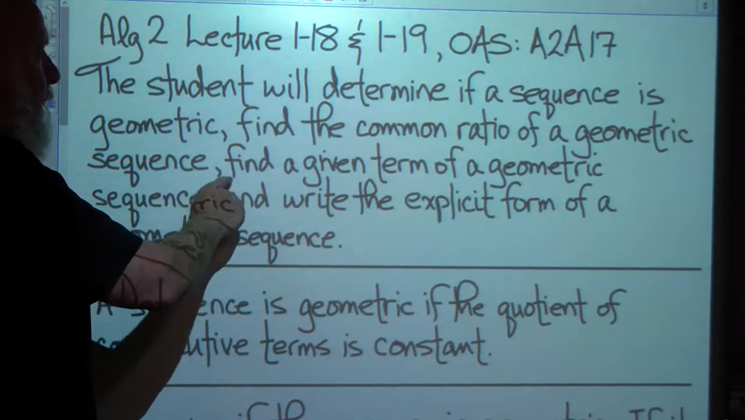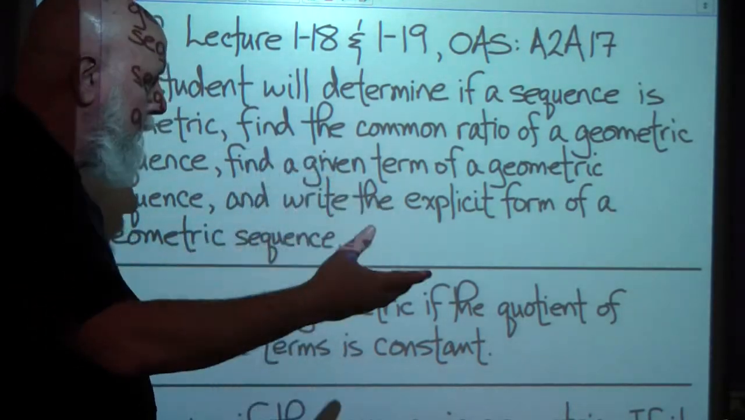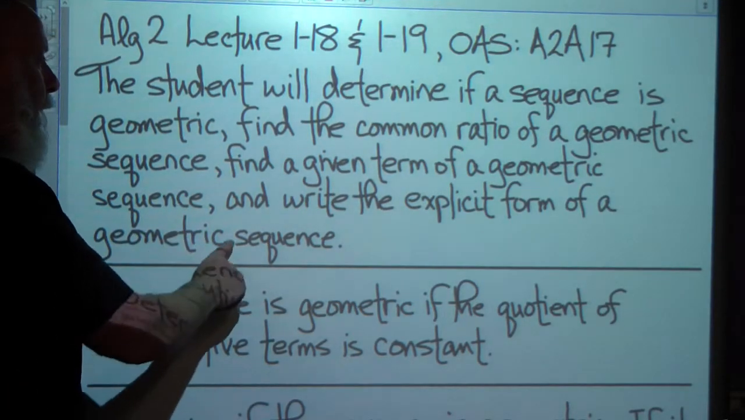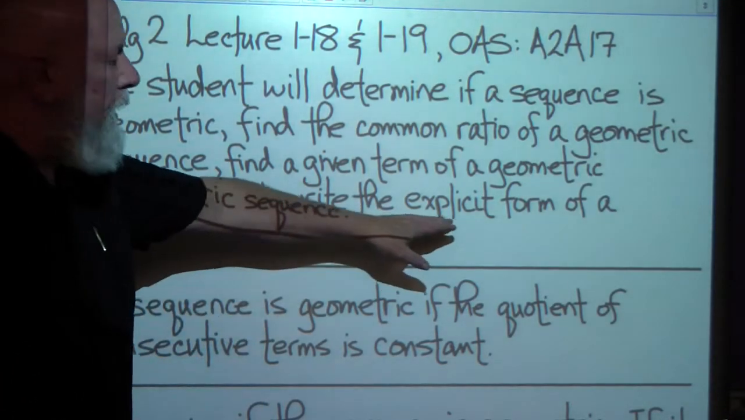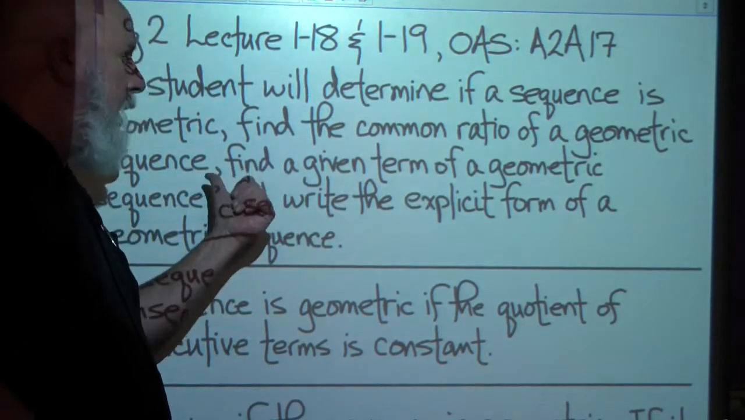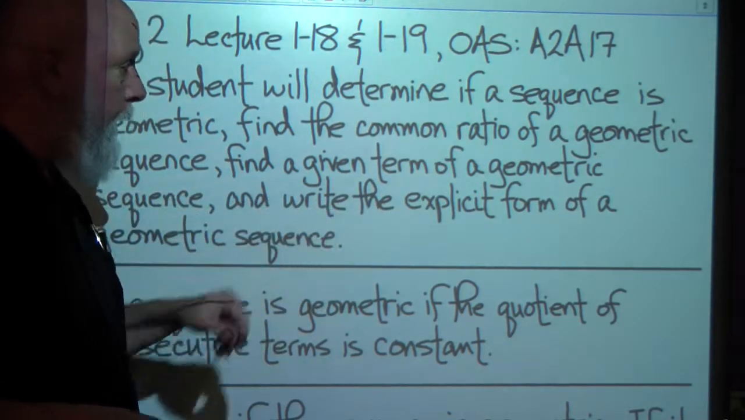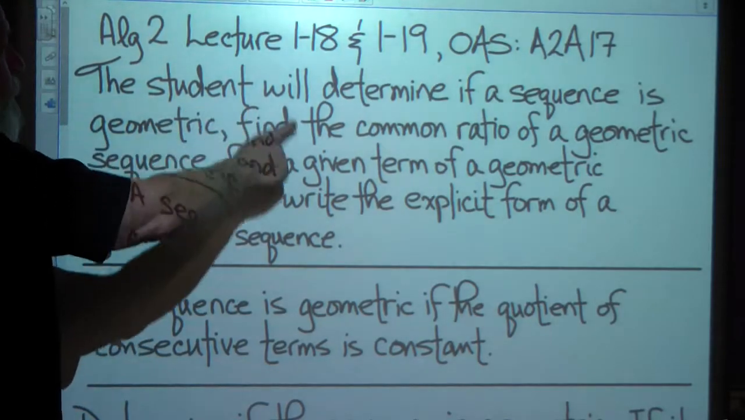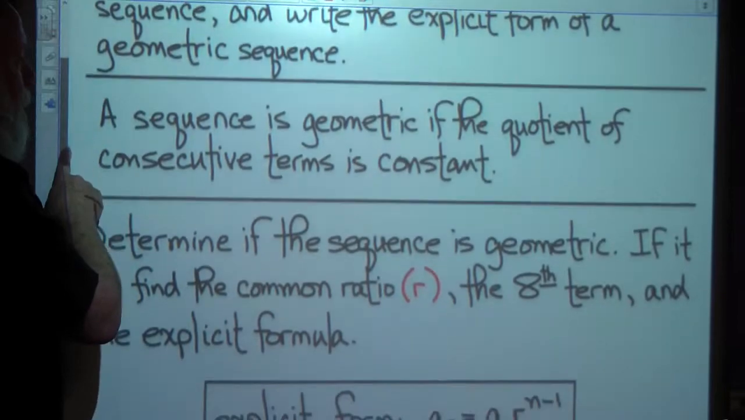of the geometric sequence. A given term, the 8th term, the 10th term, the 100th term of the sequence, whatever they ask us for. We're going to find that, and we're going to write the explicit form of a geometric sequence. I like to do this early and then find whatever term it is we're looking for, because we use the explicit form to find the nth term. So we're going to keep all of this in mind as we go about our business.